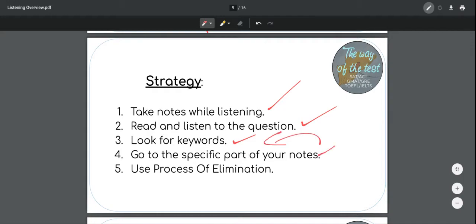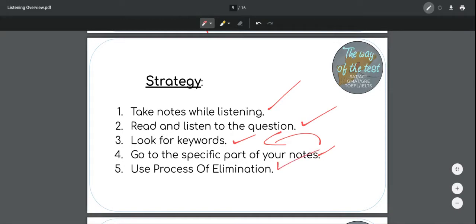Remember, only the information in the audios exists, and the information in the audios is translated into your notes, so only the information in your notes should exist. Even if you see an alternative that sounds reasonable or sounds like something you could have written or could have heard, if you really don't remember hearing it or you don't have it in your notes, it doesn't exist.